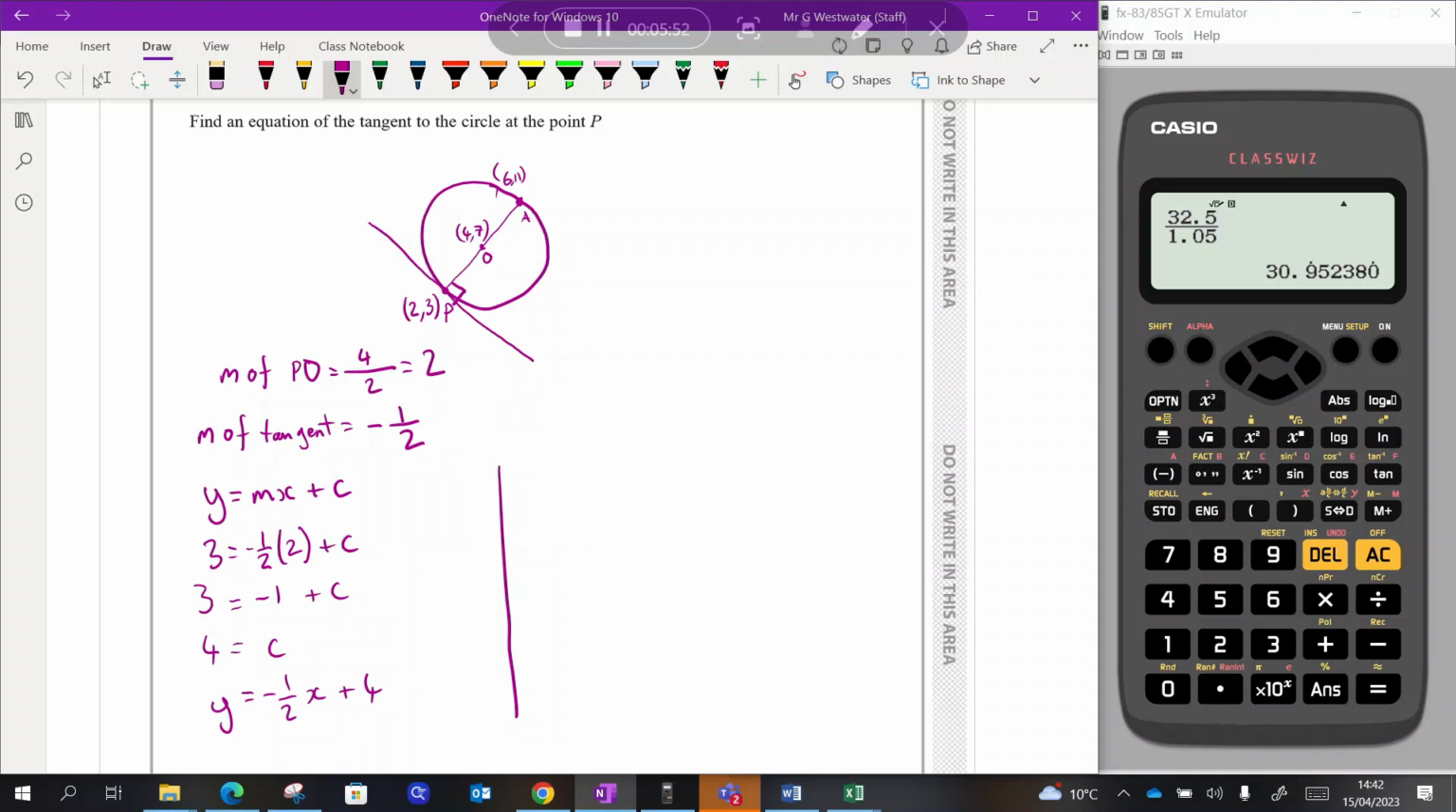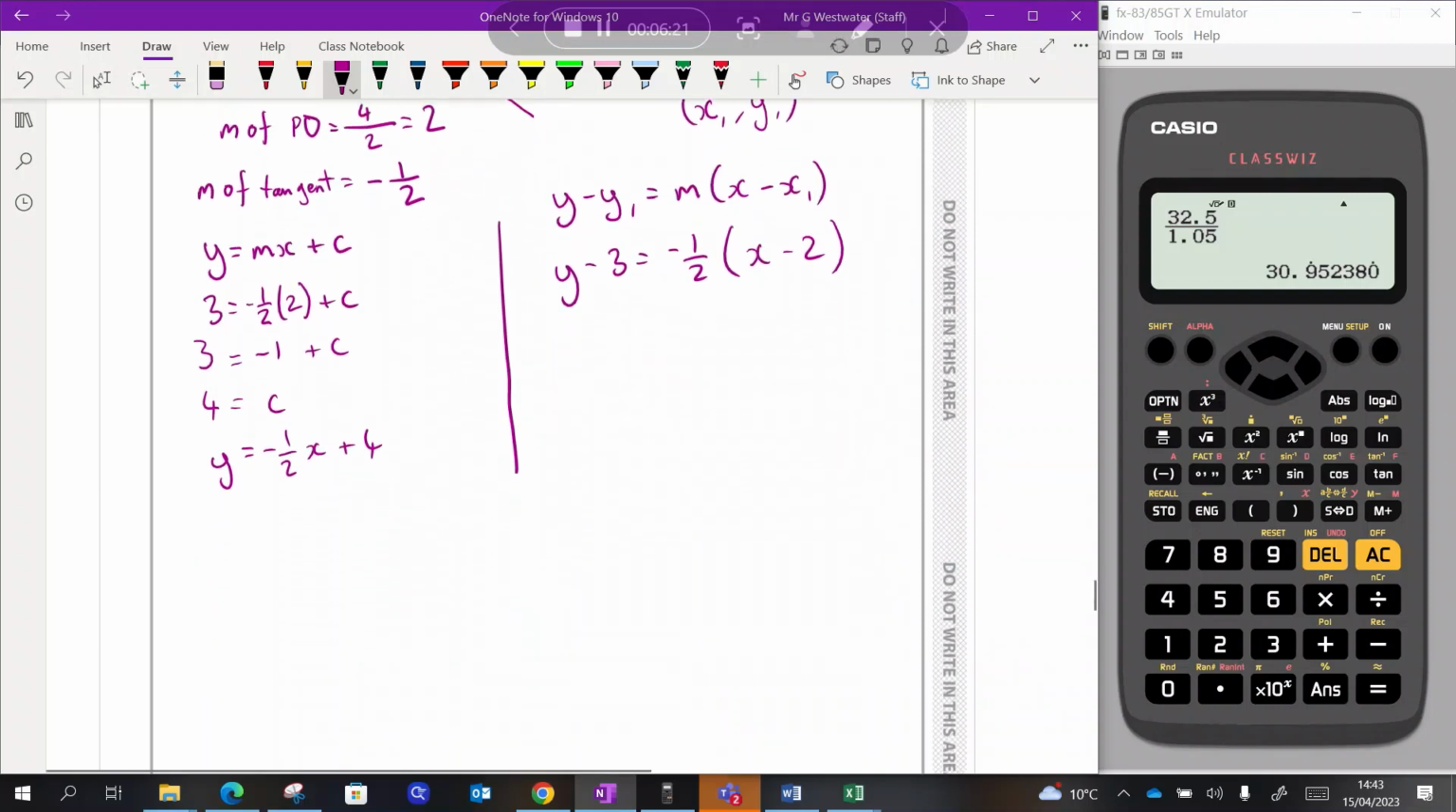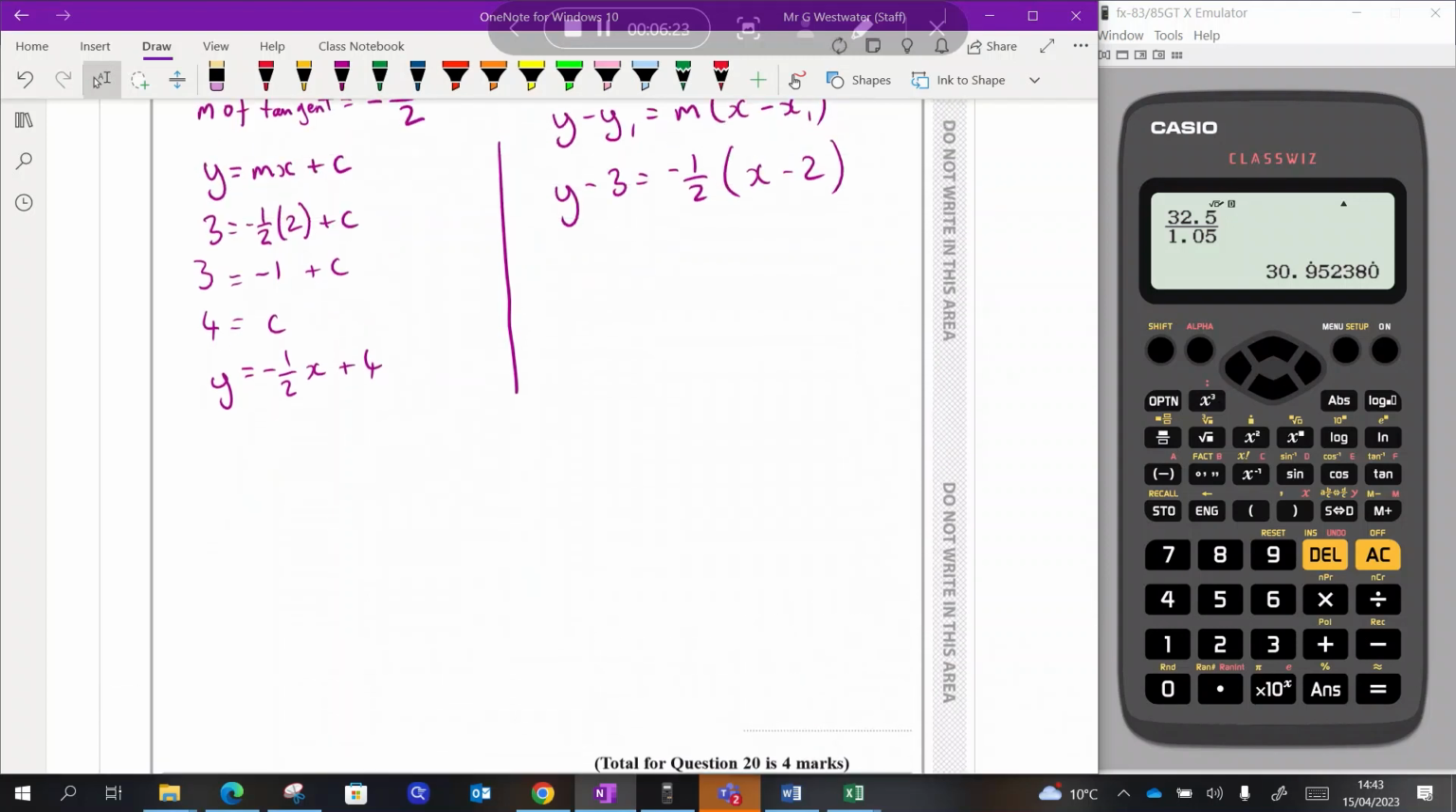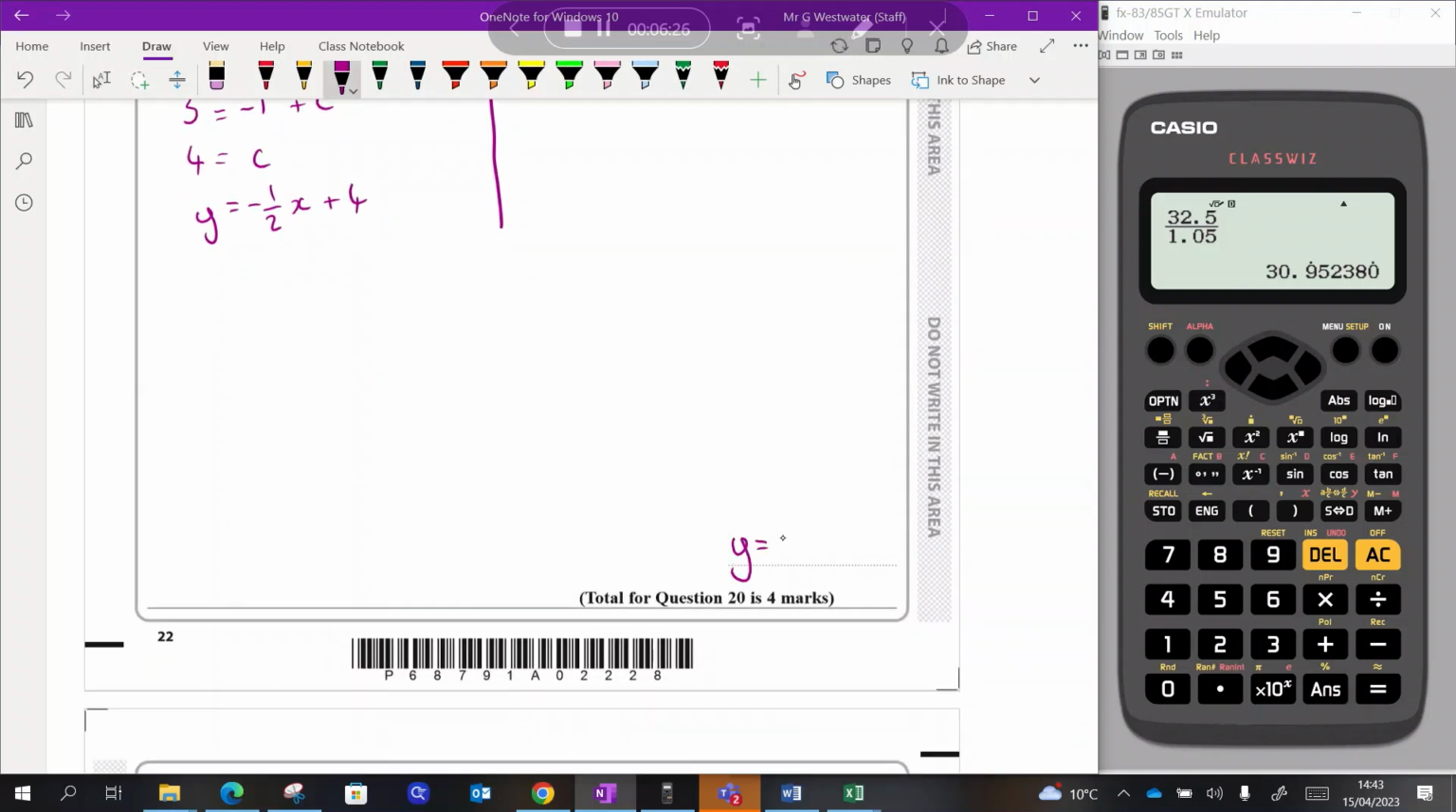But another thing that you could have just done, if it's just asking for an equation of a tangent, is if you come across the y minus y1 equals m brackets x minus x1 formula, you could have just thrown everything into here straight away. Here you have a coordinate which is x1 comma y1 and a gradient of m, so this is just y minus 3 equals minus a half brackets x minus 2. And if you multiply all of this out, you'll get the same answer, but this is also a valid equation that you can leave as a final answer. I'm going to just put the y equals minus a half x plus 4 in here though.